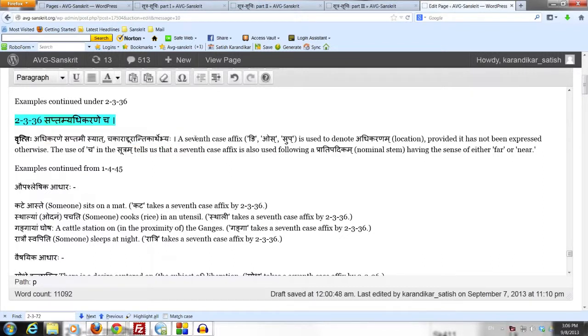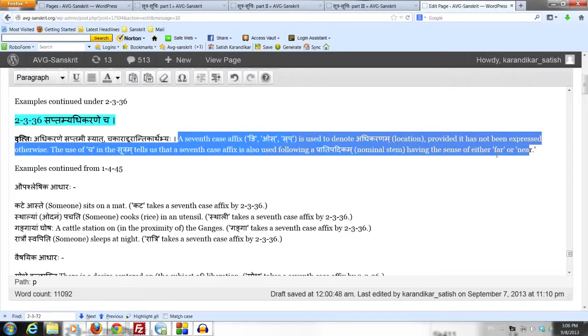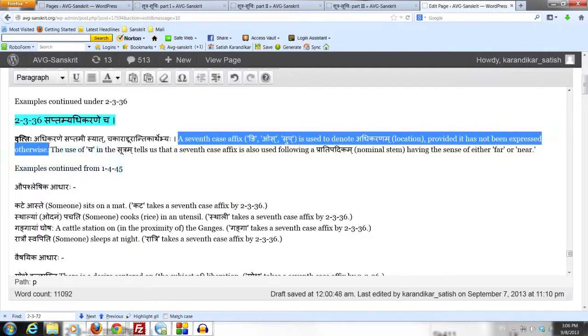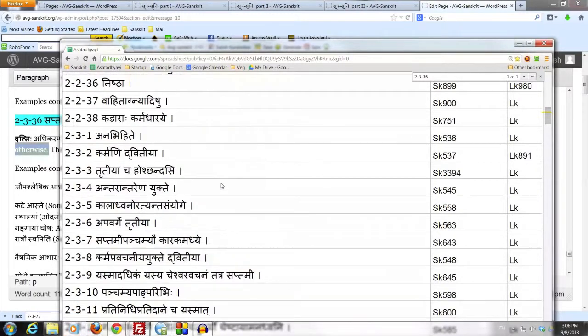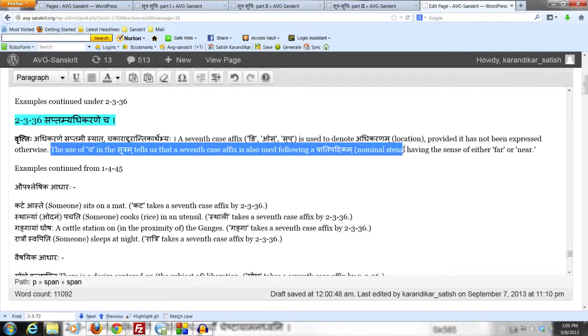Durantikarthebhyaha, which means that the seventh case affix Ni, Os or Sup is used to denote Adhikaranam, location, provided it has not been expressed otherwise. This is the condition of Anabhite, which comes down all the way from 2.3.1 Anabhite. In the Sutram, Panini says Cha at the end of the Sutram. The use of Cha in the Sutram tells us that a seventh case affix is also used following a Pratipadikam having the sense of either far or near.